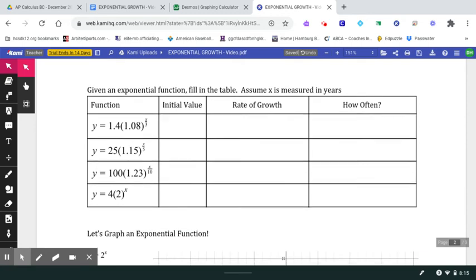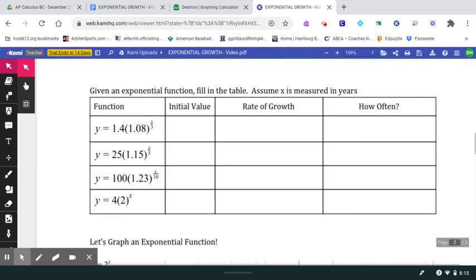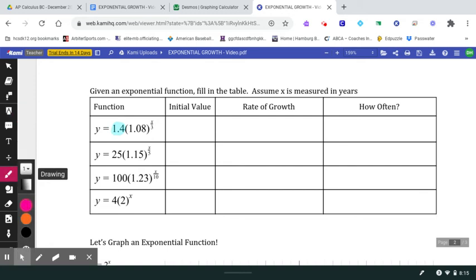Okay, so we're going to put that to practice and introduce you to this idea of frequency at the same time. So let's assume that x is measured in years. Maybe I'm going to try to zoom out and make this even a little bit bigger, but it's okay. So we look at the very first one. This 1.4 is going to be your initial amount, so that's 1.4. Now this is your b value, and I'm always going to set that equal to 1 plus r.